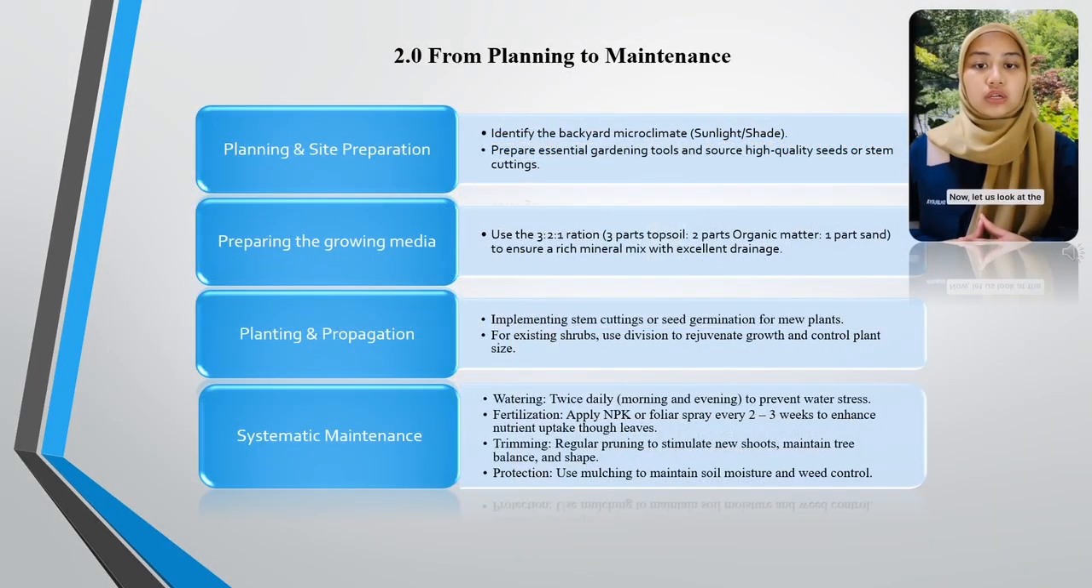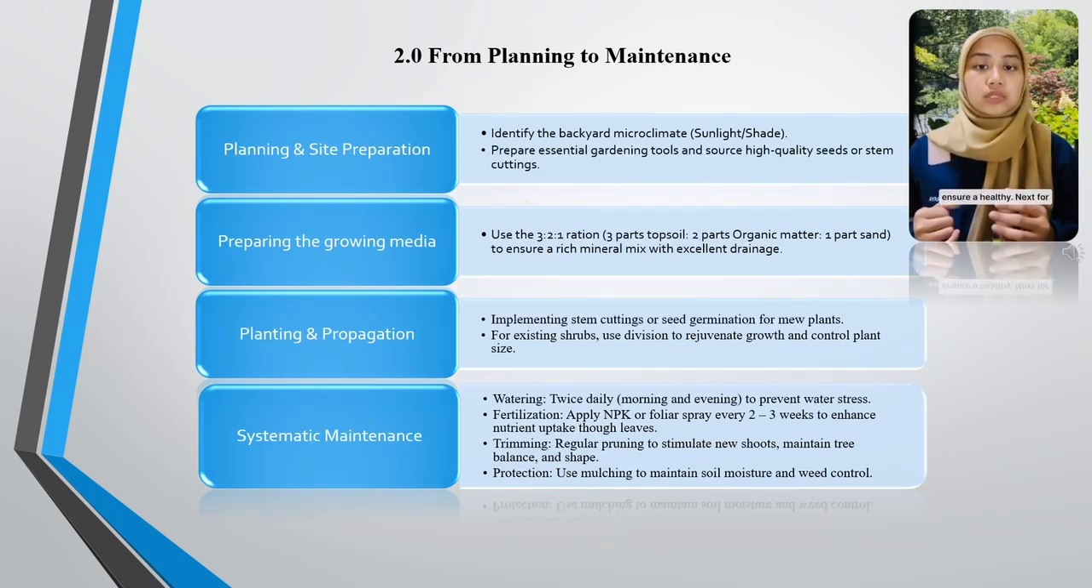Now, let's look at the technical execution of this project in section 2.0, from planning to maintenance. The transformation from a simple backyard to a thriving garden follows a 4-step systematic process. Step 1 is planning and site preparation. The first priority is to identify the backyard's microclimate, especially the patterns of sunlight and shade. Following this, I prepare essential gardening tools and source high-quality seeds or stem cuttings to ensure a healthy start.